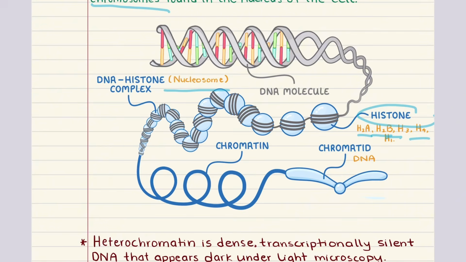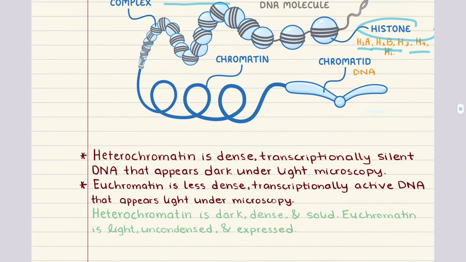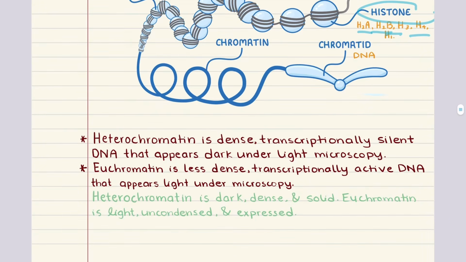As chromatin gets more and more tightly coiled and structured, it eventually becomes visible under a microscope as a chromosome, especially during cell division. Now, not all chromatin is equally accessible. This brings us to the concepts of heterochromatin and euchromatin.